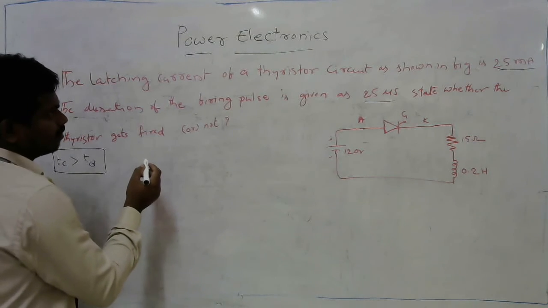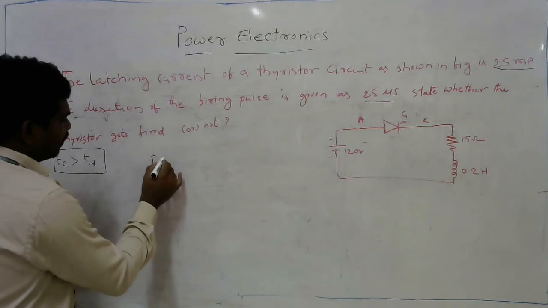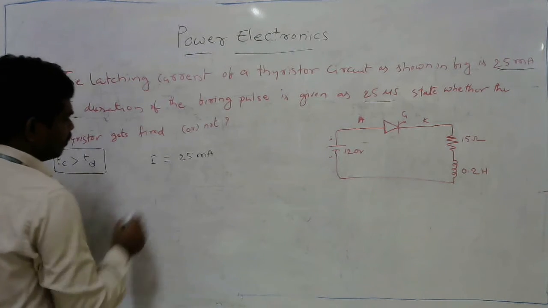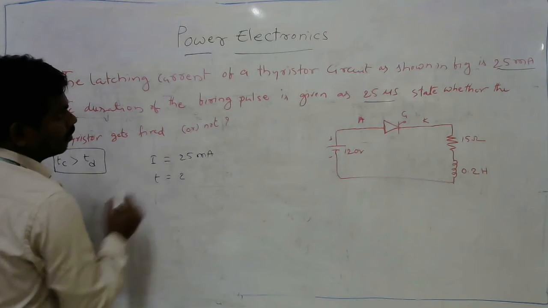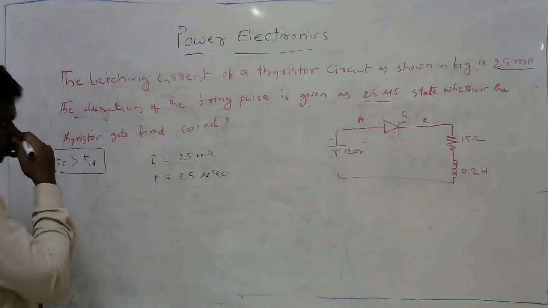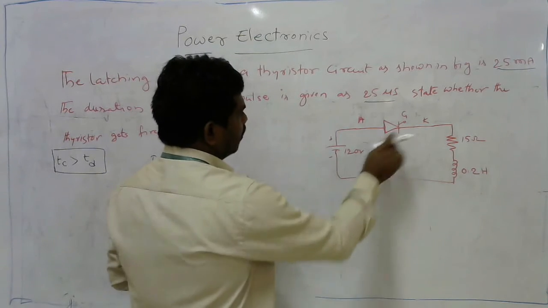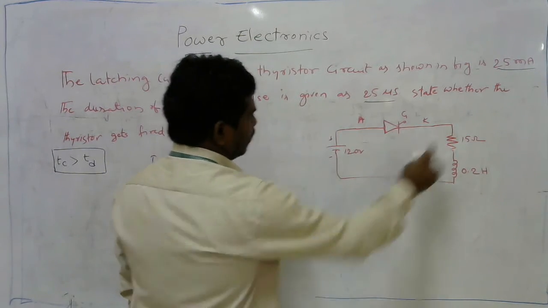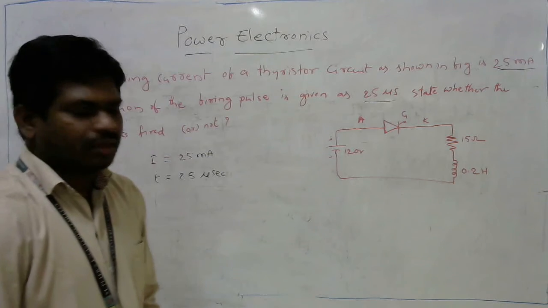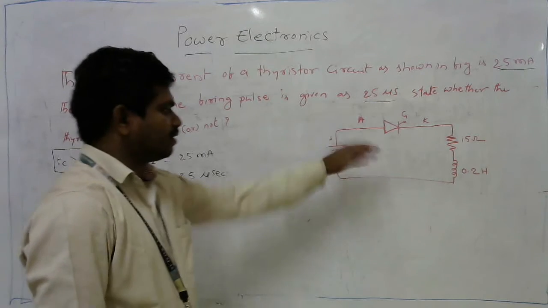First, write down the data given to us. The data given to us is the latching current, 25 milliampere, and T is also given, 25 microseconds. These two only we have. When we see the circuit, along with the thyristor there is a resistance and inductance combination. 15 ohm resistance is given, 0.2 Henry inductance is given, and the input supply is 120 volt.